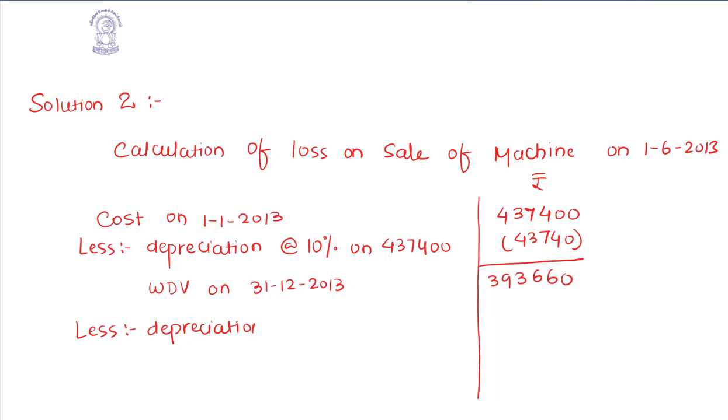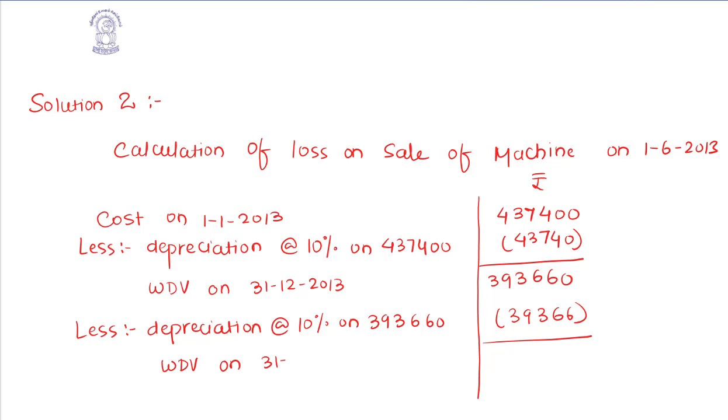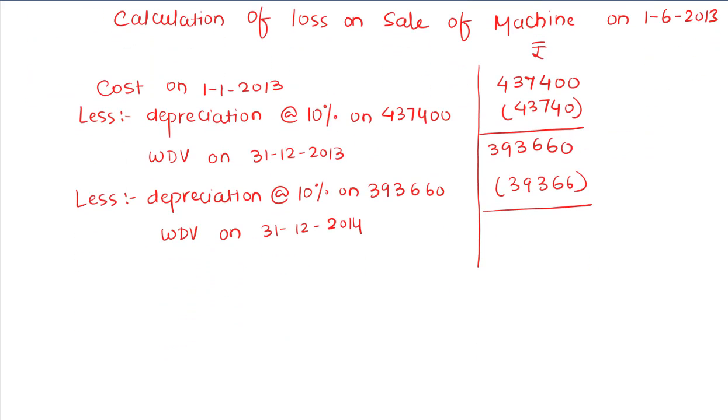393,660, less depreciation at the rate of 10% on 393,660, which is 39,366. The written down value on 31st December 2014 is 354,294.